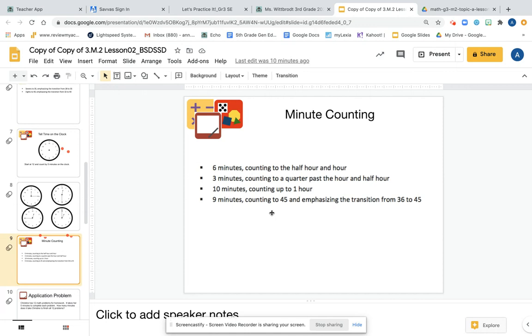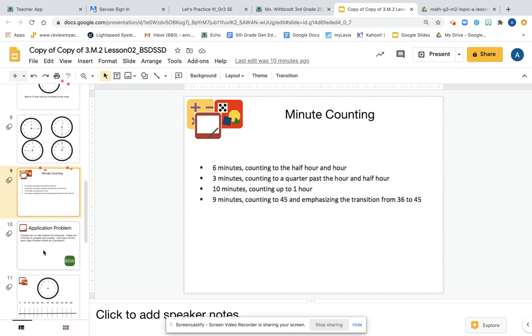Okay, last one we're going to do is count by 9-minute intervals. So I'm going to give you some think time in between here because we have not yet counted by 9s. We're going to count to 45, and then we're going to stop. Okay, everybody. 9, 18, 27, 36, 45.